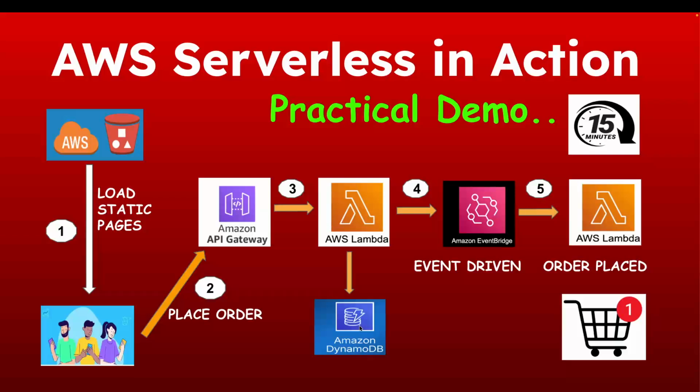Again, Lambda and Amazon DynamoDB are serverless resources. DynamoDB is a schemaless database and it can auto scale itself, so you don't need to worry about provisioning resources there. Obviously, when you place the order, you need to store it, so we are storing the stateful data in DynamoDB, and then once the order is placed, an event is sent to an Amazon EventBridge resource.